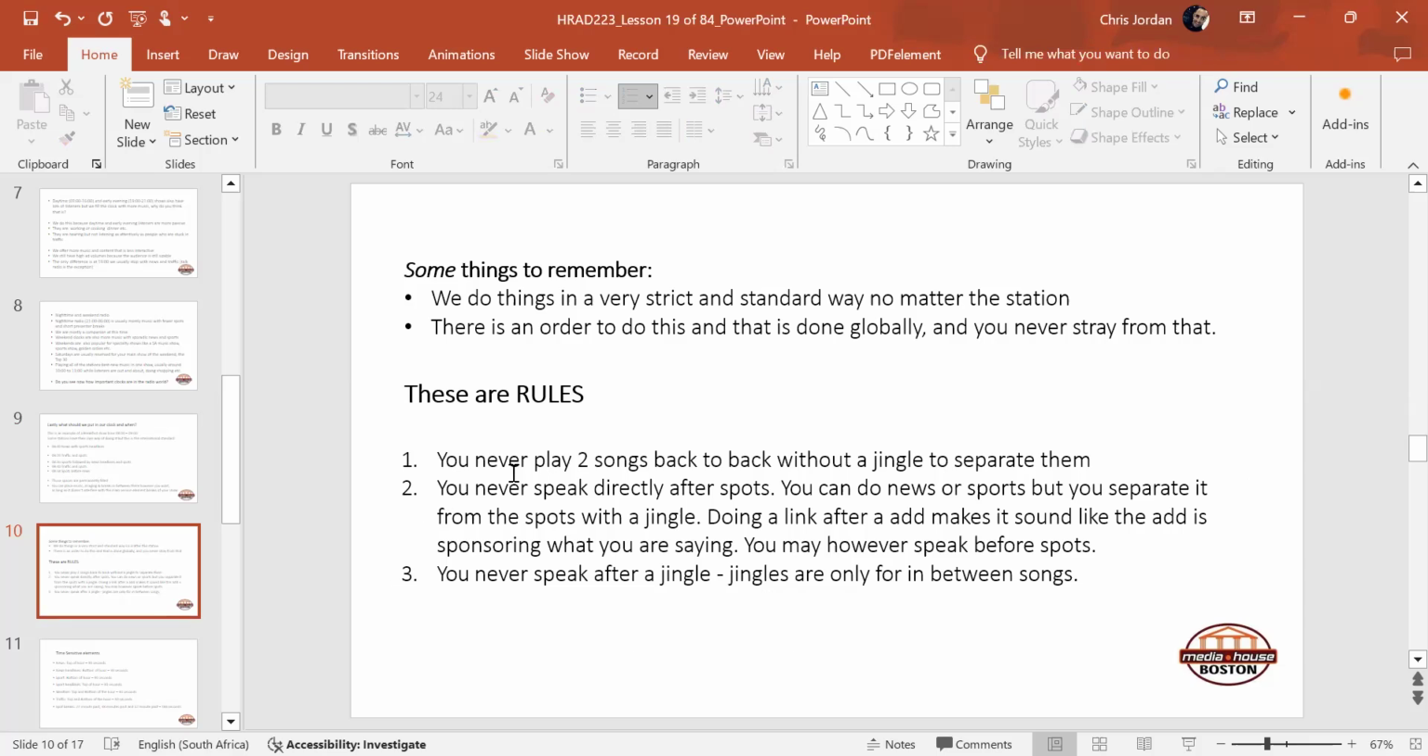You never play two songs back to back without a jingle to separate them. So you'll put a jingle in between. It's clean, and it IDs the station. We don't want that segue between the two songs going, I don't know, there might be a fader. It doesn't matter.